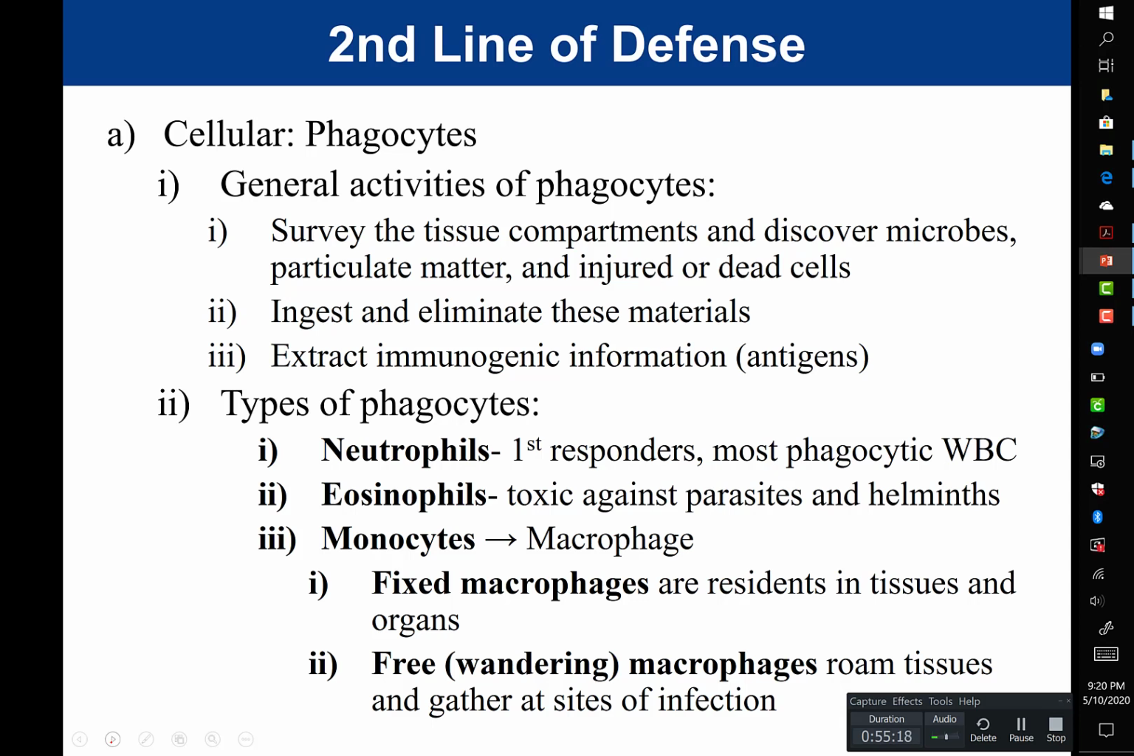We have our eosinophils, which are phagocytes. These are toxic against parasites and helminths. So they target a specific type of foreign invader. We have our monocytes, which can differentiate or become specialized to give rise to our macrophages.